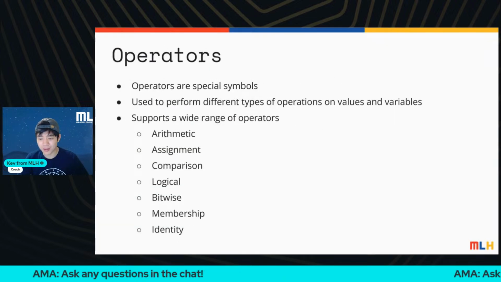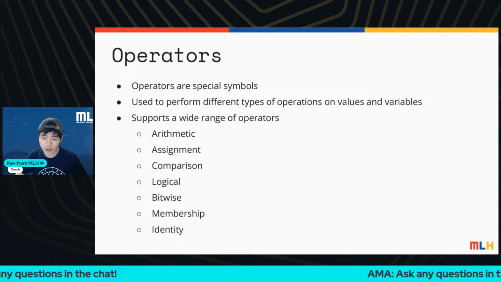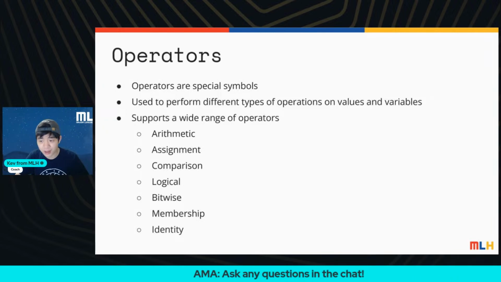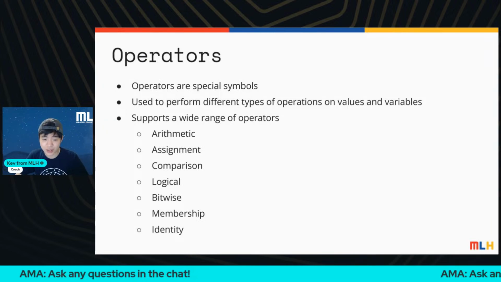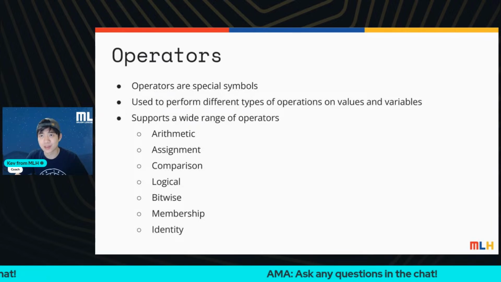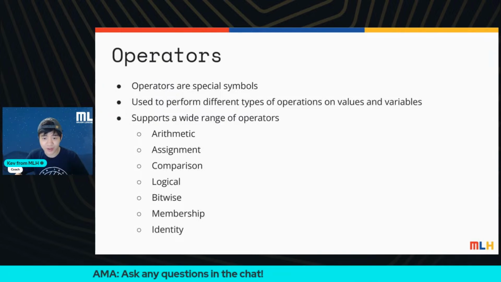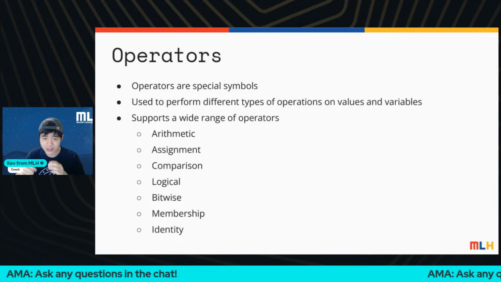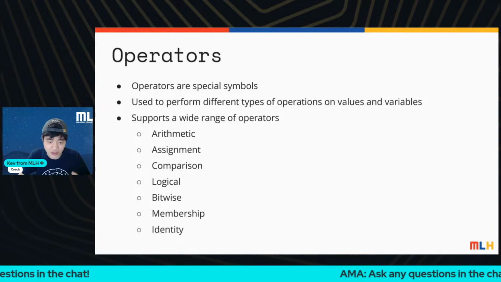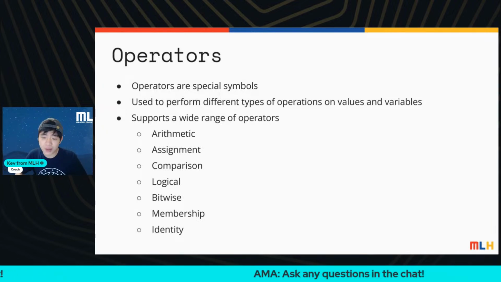Operators. Went too far. So what are operators? Operators are essentially special symbols used to perform different types of operations on values and variables, right? Because variables are just a more permanent, more simple representation of values. So it works on both values and variables. Essentially what the code does is whenever you see that variable, it just replaces it with the value stored in the variable.